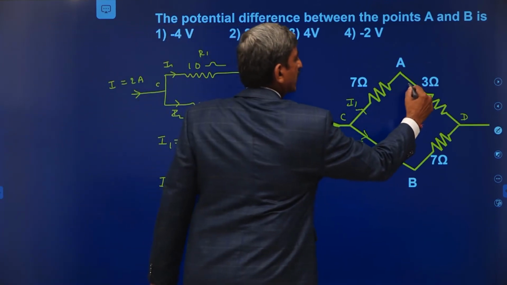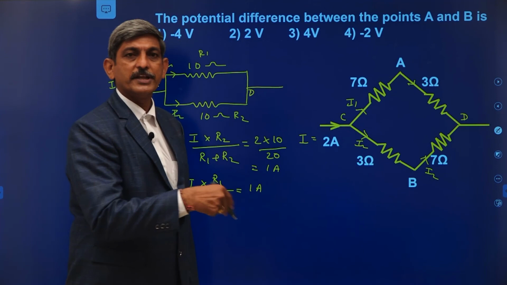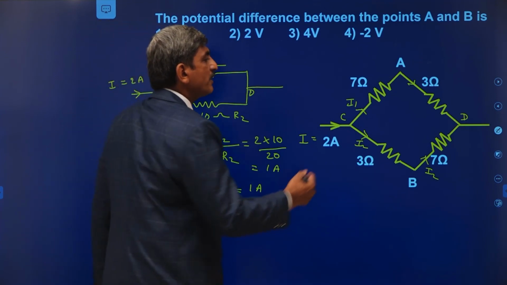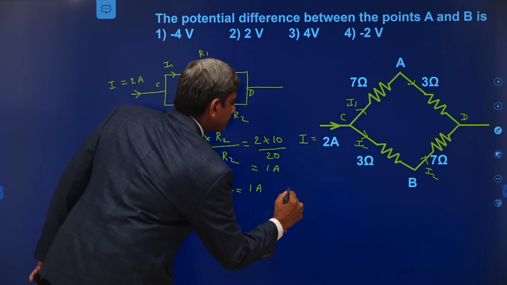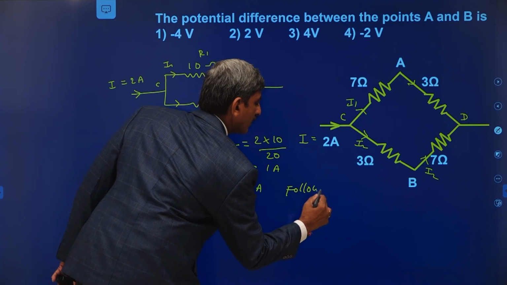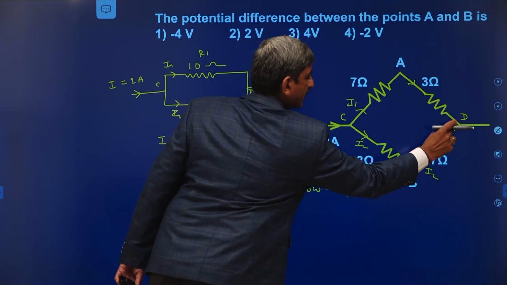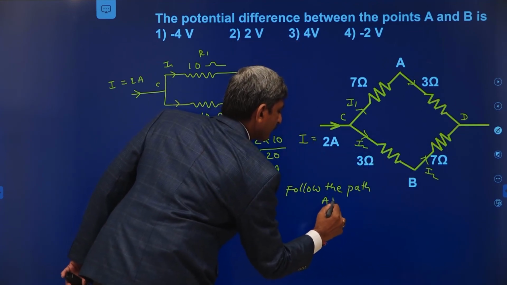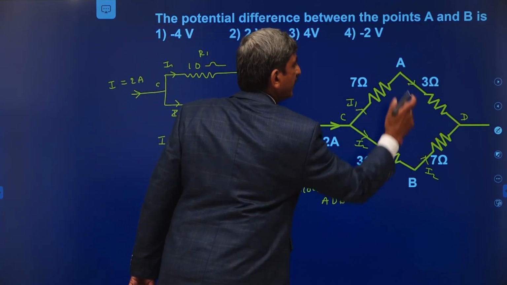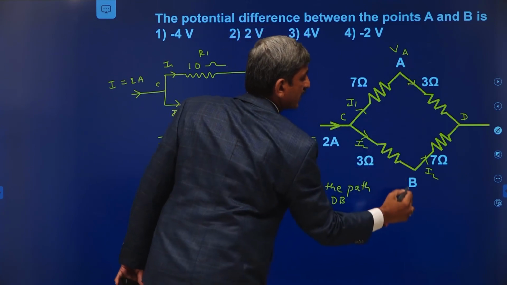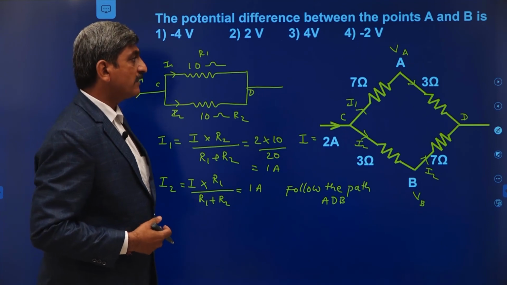Now we know the current I1 value and also the current I2 value passing through the various elements of the network. Our aim is to find the potential difference between the points A and B. So let us take the path A, D, B. It is not a closed loop. Just follow the path A, D, B. At point A, let Va, at point B, let Vb be the potential. Now, write down the condition for the path.